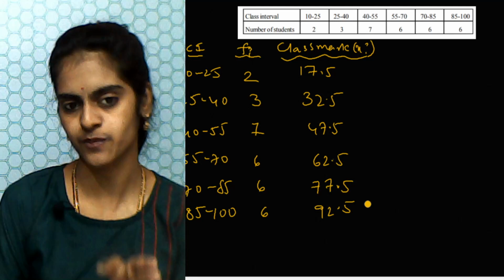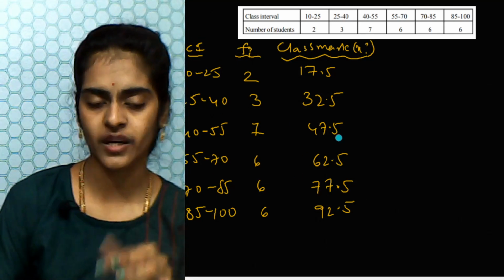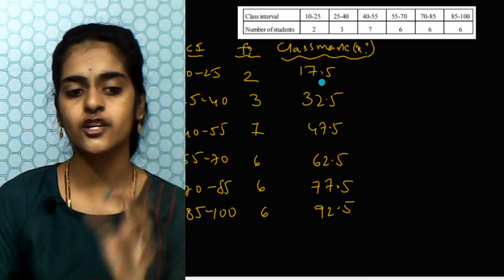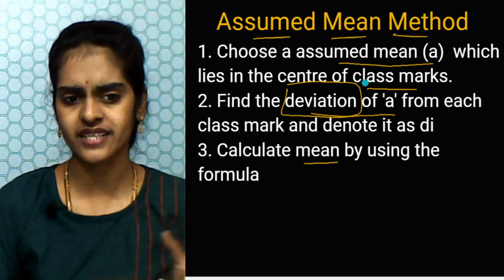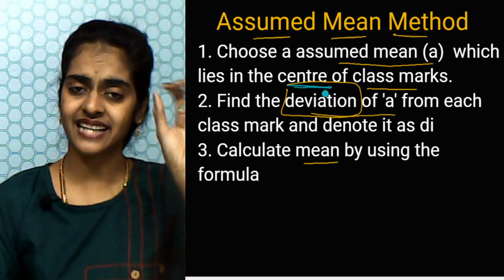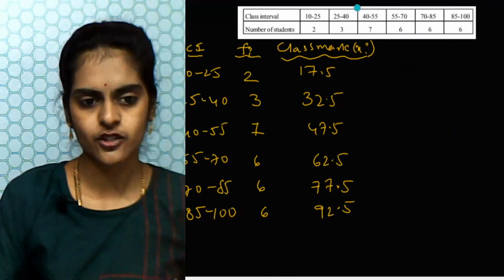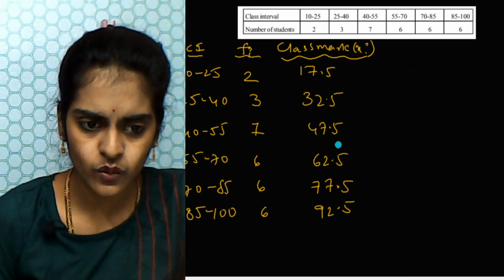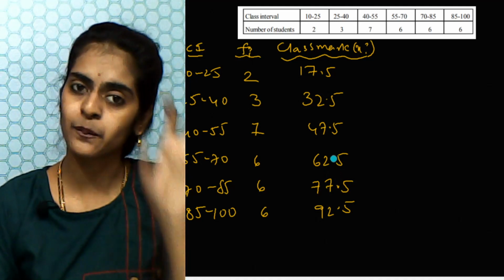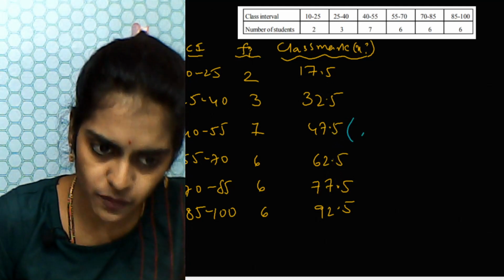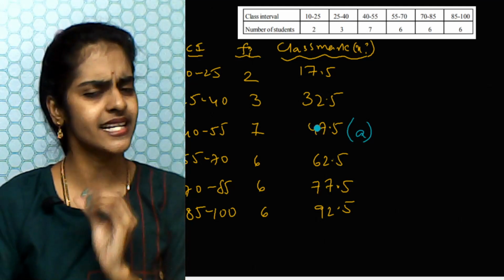Once you find the class mark, now the next step is I told you you will take one assumed mean. Take an assumed mean, and the assumed mean you will take from the middle of the class intervals, the class mark which lies in the center. Here you can see 1 2 3, 1 2 3, so it is an even number, so you cannot take the exact middle number. So we shall assume that this particular 47.5 is the assumed mean. It is just an assumption.